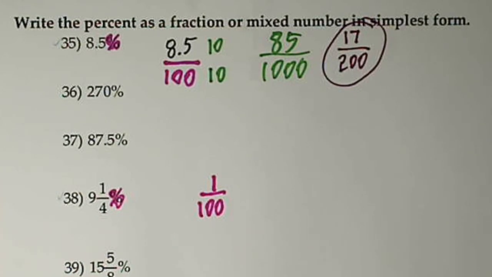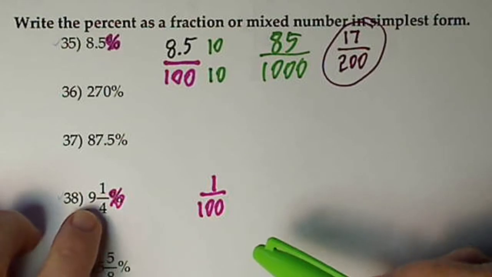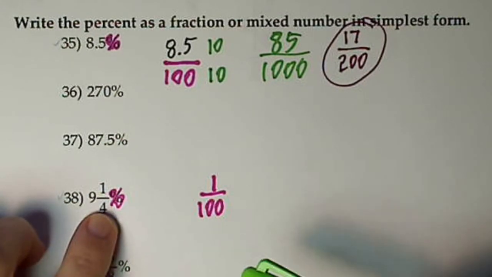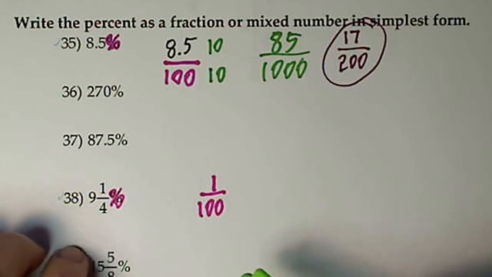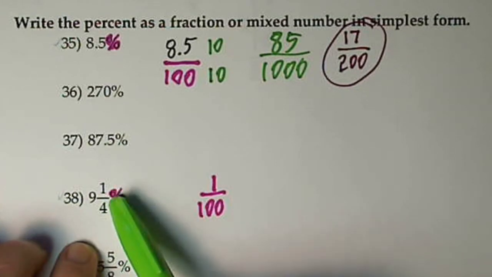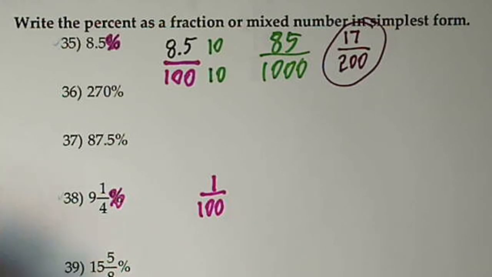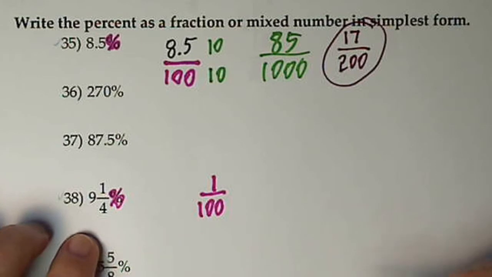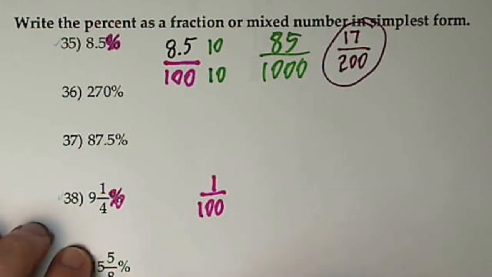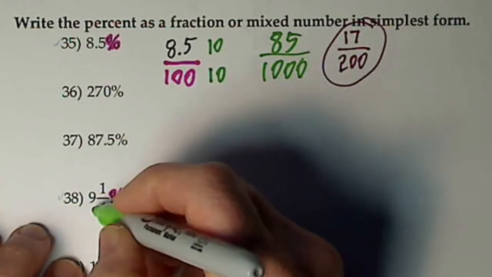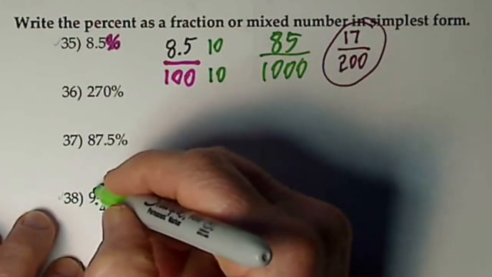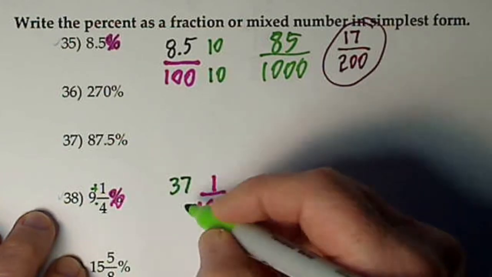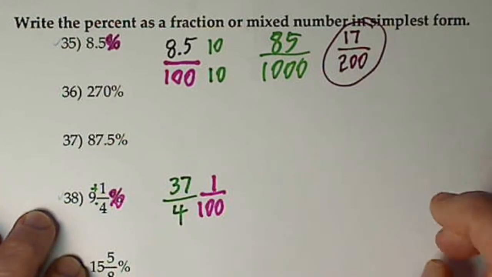And I want to multiply 9 1/4 by 1/100th. I'm trying to change this up so I can get rid of the percent sign. So I can't multiply a mixed number. This has to be a fraction. So I'm going to change this to an improper fraction. 4 times 9 is 36 plus 1. That's 37 over 4.